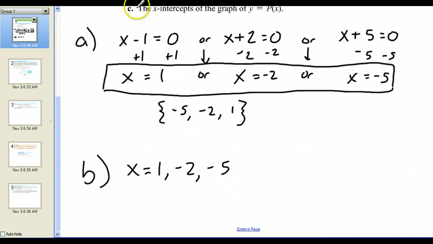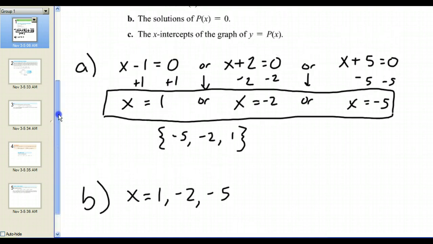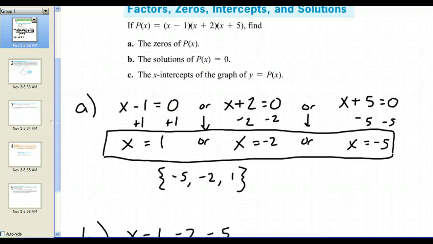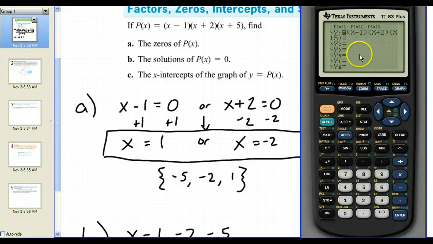Alright, and then C, what are the x-intercepts of the graph y equals that function? Well, I'm going to throw it into the calculator and you'll see I've got them in here. When I graph this, I'm going to hit zoom 6 just to come back to the main window. There's negative 5. There's negative 2. There's positive 1. So we get the exact same things as we did before.